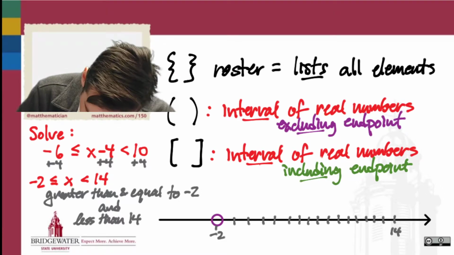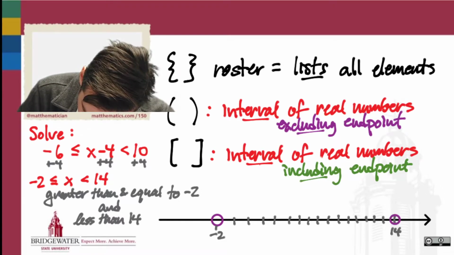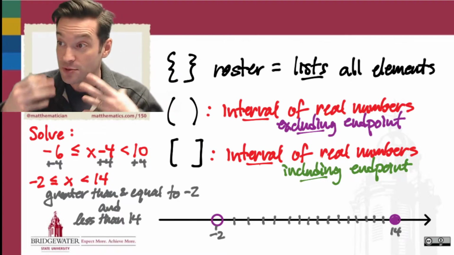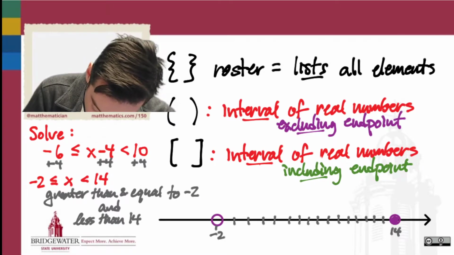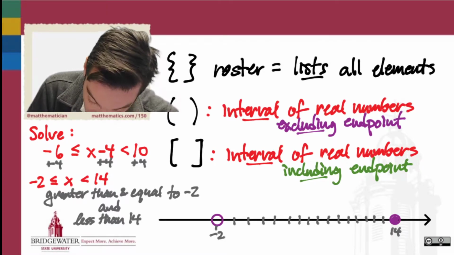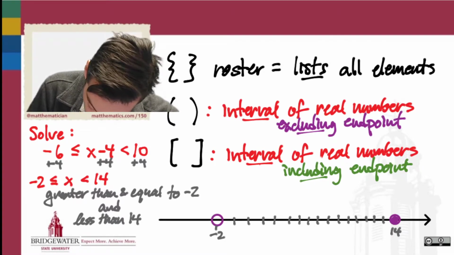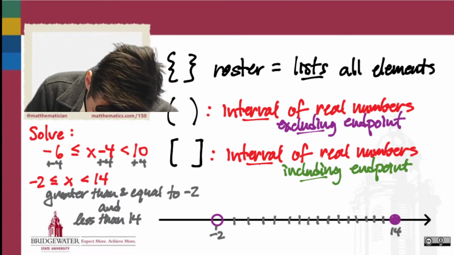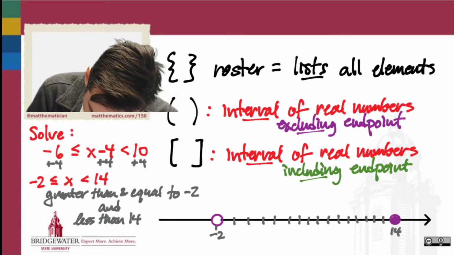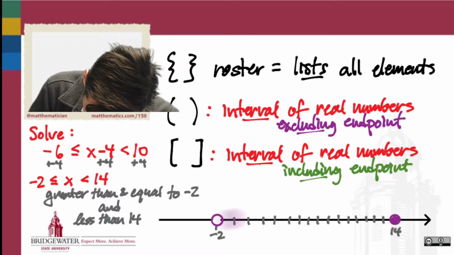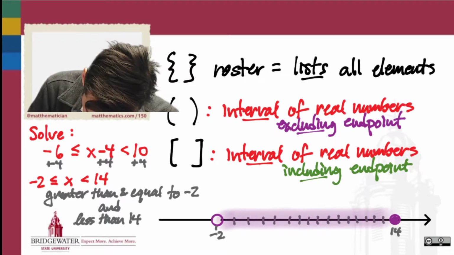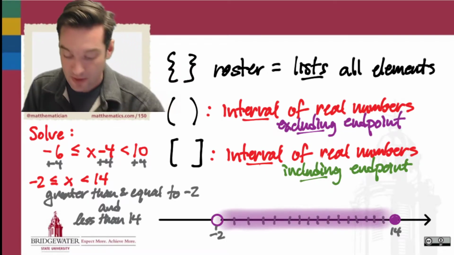And when I get to 14, instead of using an open circle, typically what we do in a diagram is we'll just fill in that circle as a visual way to cue ourselves to the fact that we want 14 to belong to my set, but we don't want -2 to belong to my set. And then I'll just shade in the piece in between. And so here is a visual of what this set looks like.